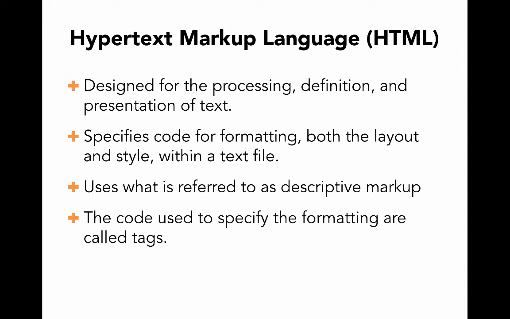It specifies codes for formatting both the layout and the style within a text file, and it uses what's referred to as descriptive markup, meaning it is in somewhat plain language. For example, if you want to use a paragraph, it's a P. If you want to make something large, like a heading that's at the top of a page, the largest heading is called an H1, which is short for heading 1, or a slightly smaller heading, which is H2, and so on and so forth. So they try to make it fairly plain language. And the code used, specified the formatting, are called tags, and those are the little things between the angled brackets, and we're going to be learning a lot more about those.